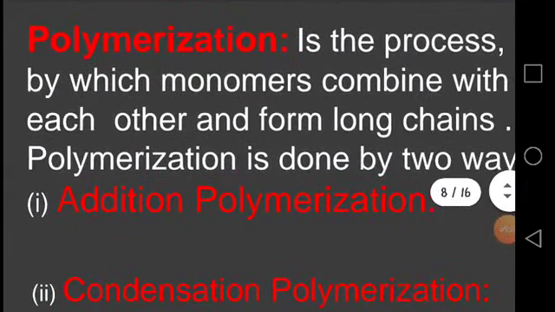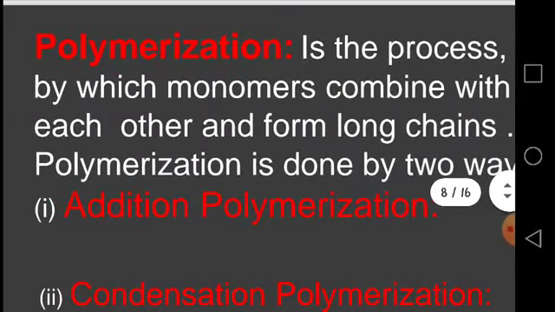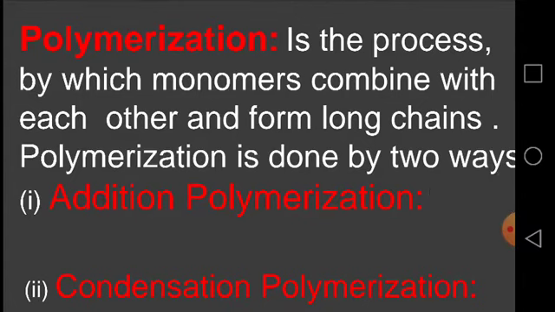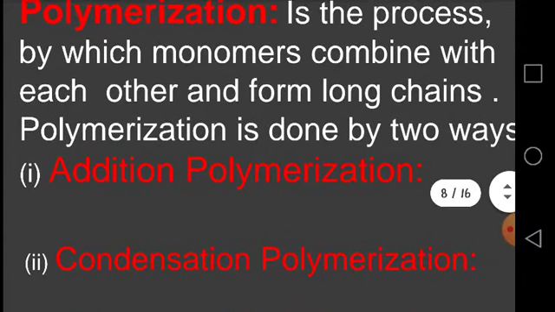As we have discussed earlier, polymerization is the process by which monomers combine with each other and form long chains. Polymerization is done in two ways: addition polymerization and condensation polymerization. These two types of polymerization we will understand with simple examples.